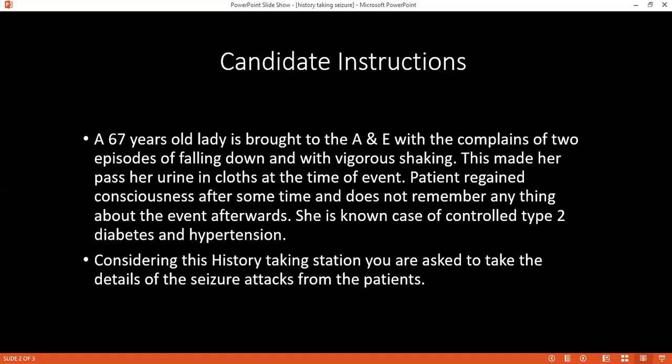And CT head, I would like to go if I'm looking for any intracranial hemorrhage, if there is any space occupying lesion or there is a neurological deficit along with that. So, considering an MRI for this patient, yes. And MRI after having a discussion with the neurologist.